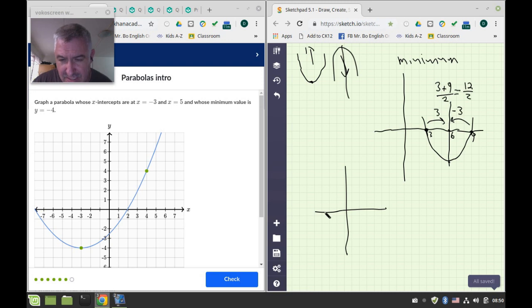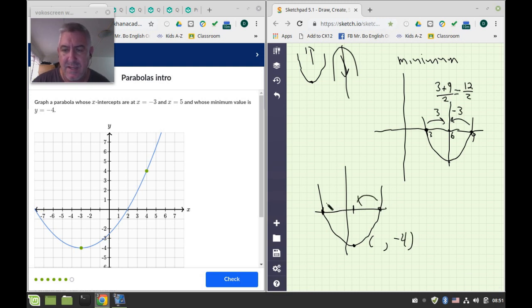I've got negative 3, I've got an x-intercept there, and I've got another one at 1, 2, 3, 4, 5. We're going to find the middle point here. 1, 2, 3, 4. When we find the middle point, ours is going to look like that. So I know that this is at negative 4, but I don't know the x value. How do I find the x value?